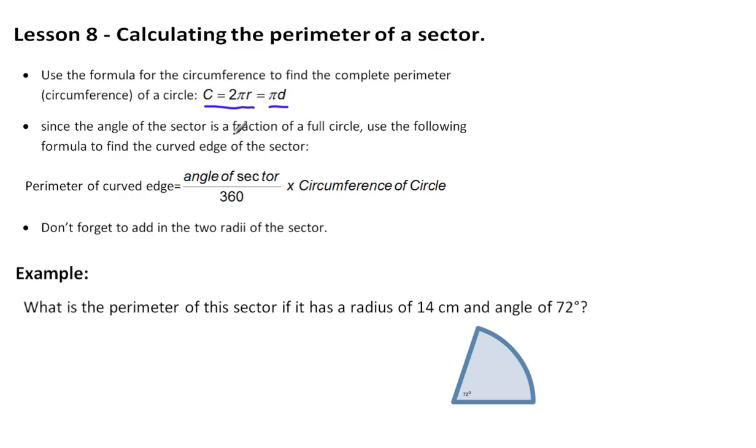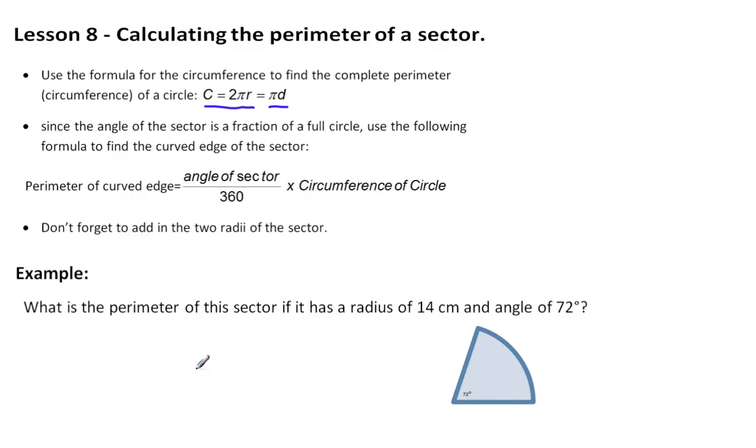Then it says, since the angle of the sector is a fraction of a full circle, we use the following formula to find the curved edge of the sector, this part down here. So we take the angle of the sector over the full circle 360 and we just times it by the circumference of the circle. So this fraction will be a fraction of the full circumference, which is what we want. And then of course we add in the two radiuses at the end, or the radii, in order to get the full perimeter, the distance right around.